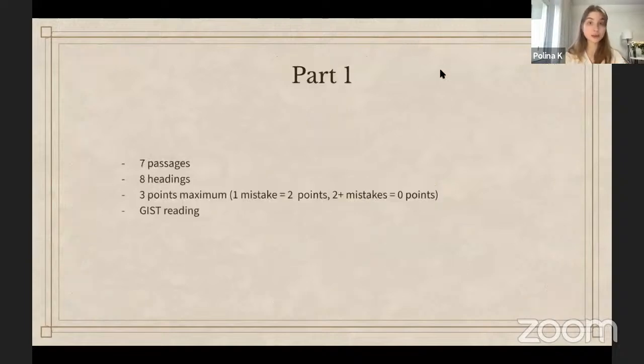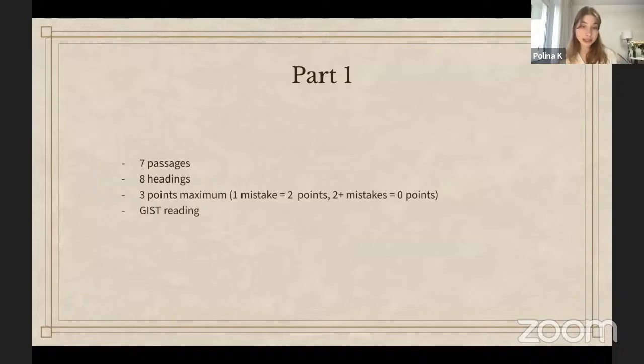So the first task, which is under number 10, as we have identified together, gives us 2 points maximum. And here, what we have in front of us is 7 passages. Yeah, passages stand for short texts. Then 8 headings, which means that one of the headings will be extra. We will not have to use it. It is designed in the task just to distract us a little bit from the accuracy in our answers. Then we can get 3 points maximum here.